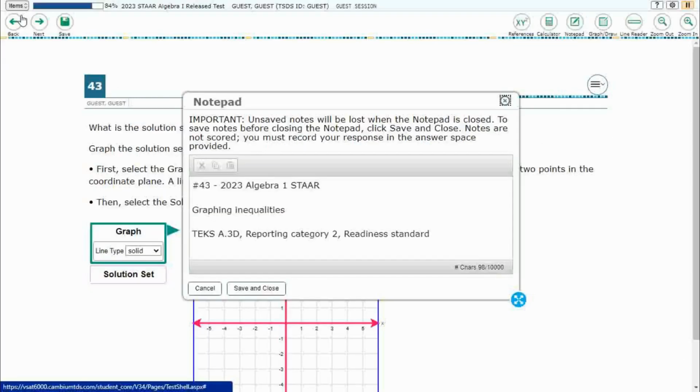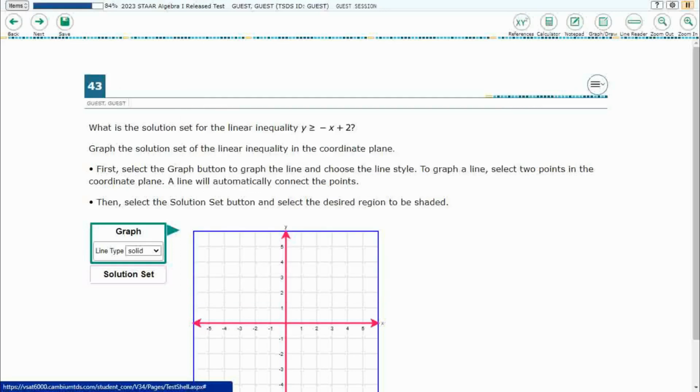Number 43 has us graphing inequalities. This is TEKS 8.3D, a readiness standard in reporting category 2. Now there's a lot going on here. We need to graph this, and we need to decide what type of line it's going to be, and if the solution set is going to be below or above the line.